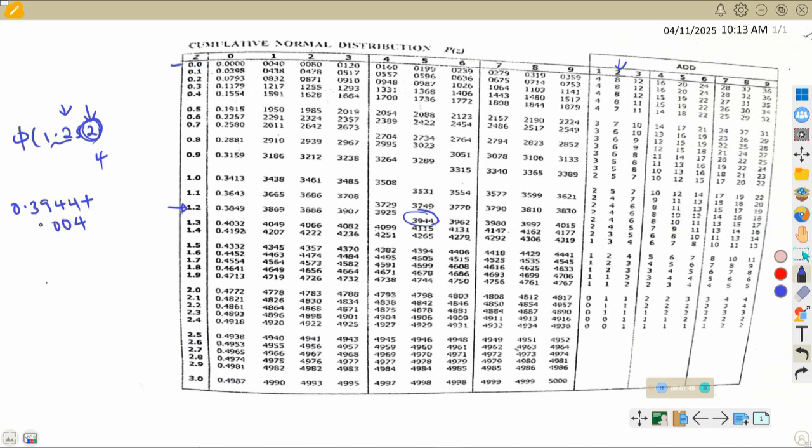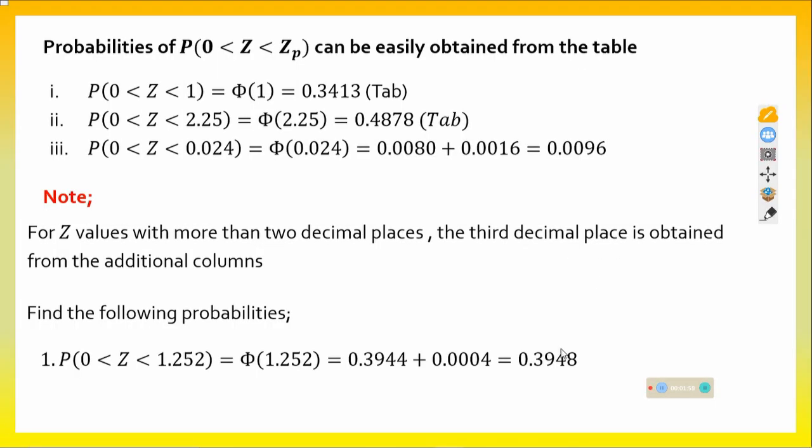So others will become zeros. So you add this. So this will be 8, then 4, 9, 3, then 0. So this becomes your value, that is 0.3948. So clearly we shall have the same value here.